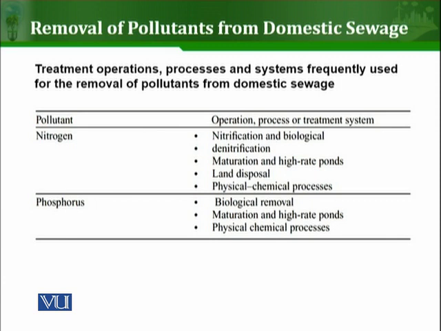Physical chemical processes can also be used to remove phosphorus. Different chemical compounds can be used to precipitate phosphorus, and so many other strategies are there as well. This was the overview of how different pollutants can be removed from domestic sewage. Almost all these strategies will be discussed in detail in the upcoming lessons.